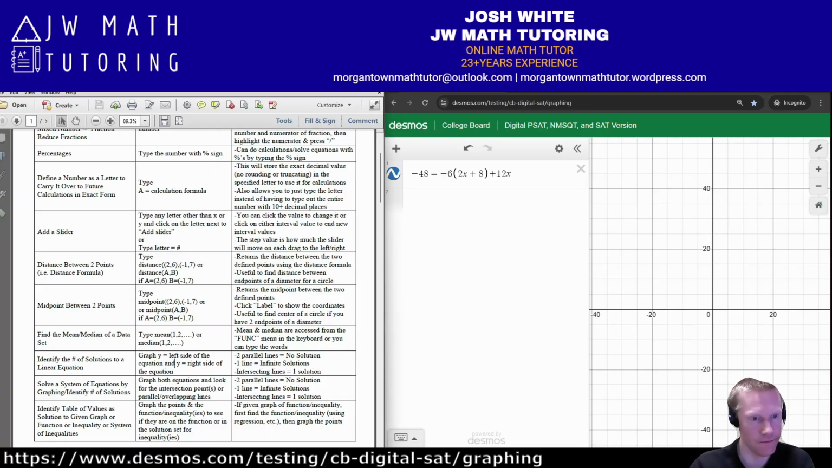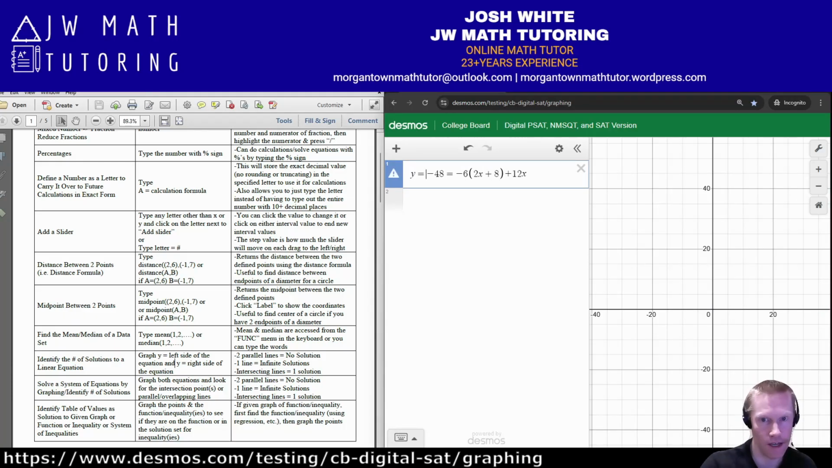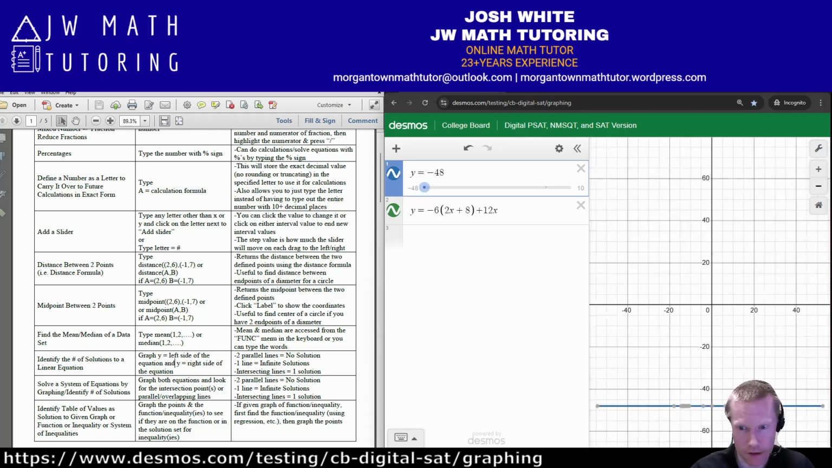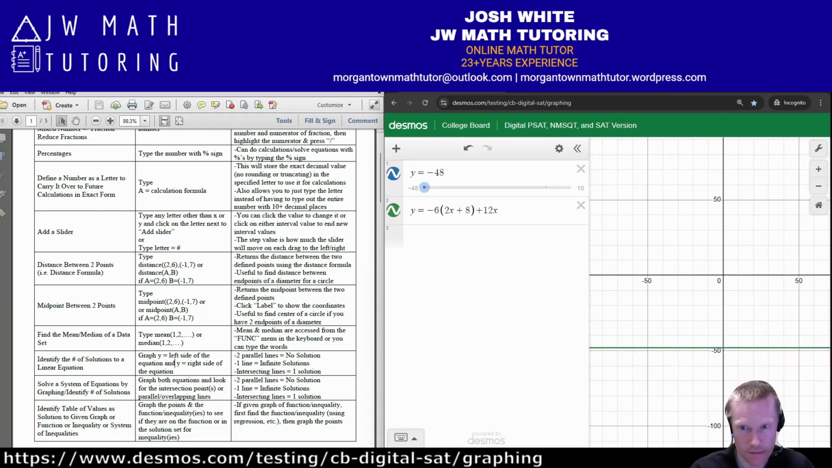So for this type of problem, I recommend that instead of just typing the equation in, what you do is you graph y equals the left side, and then below that you type y equals the right side. Let me get rid of all this. Okay, so now I have y equals left side and y equals right side. Now I don't see anything on the graph yet, but that's because it's way down here.